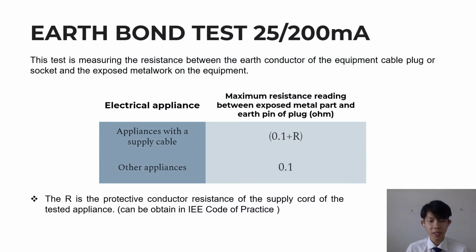Firstly, the earth bond test is measuring the resistance between the earth conductor of the equipment cable plug or socket and the exposed metalwork on the equipment. If the test value is greater than the maximum reading shown in the table, it means the appliance does not perform well in grounding to prevent electrical shock.